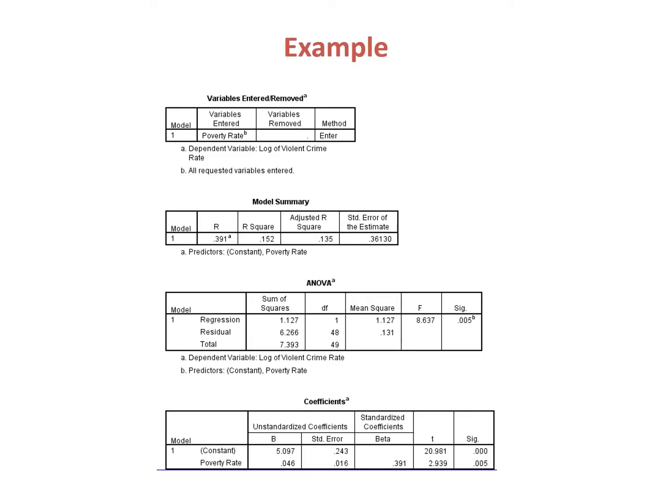In regression analysis, the performance is sometimes referred to as the goodness of the fit of the model. We continue the example from the first part of the video series. In this example, state-level data was used to examine whether the poverty rate is associated with the log of the violent crime rate. Here is the output that we get in both SPSS and PSPP.